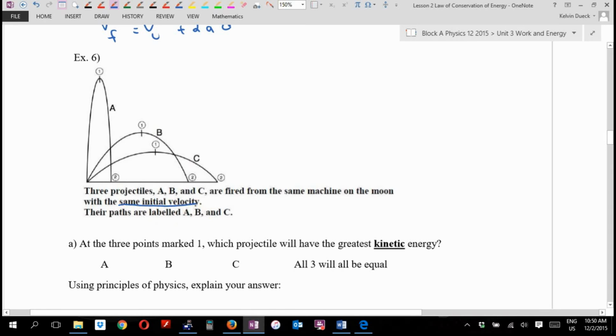Their paths are labeled A, B, and C. At the points marked 1, which projectile will have the greatest kinetic energy? A, B, C, or all three will be equal? Once again, we're going to vote. Once again, how high you hold your hand up is how sure you are of the answer. At the points marked 1, which projectile will have the greatest kinetic energy? A, B, C, or, hey, they all had the same initial velocity. It's all going to be the same.